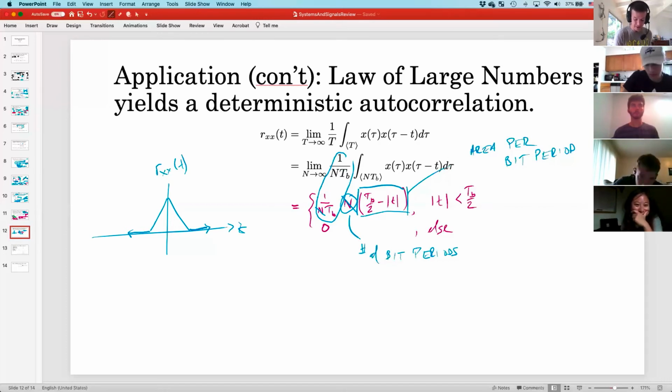Yeah. And in fact, then I distribute the 1 over TB in as well. And so this function peaks at 1/2, and it drops linearly in both directions until you get to TB over 2.